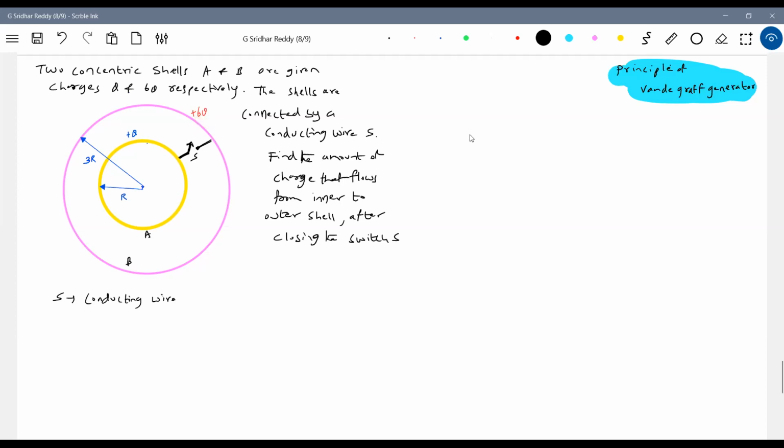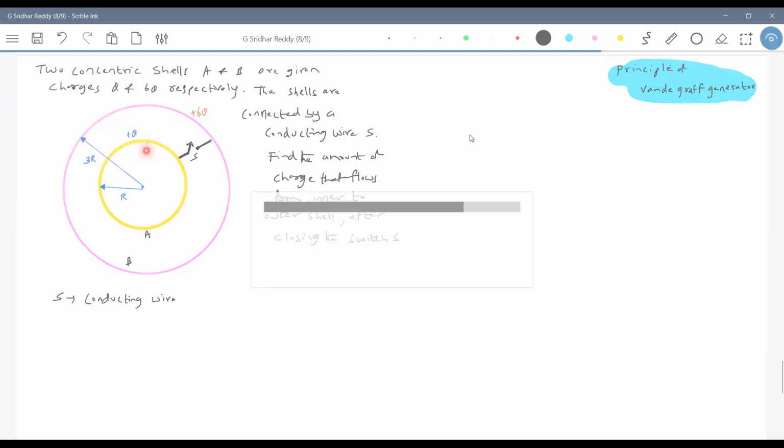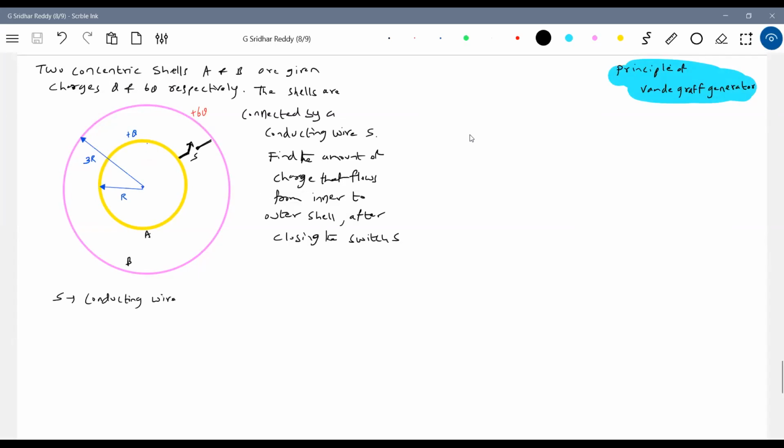E equals minus dV by dx, the idea we have generated. If you release a positive charge in an electric field, it will move from higher to lower potential. Same thing here. Now charge will flow from the outer to the inner shell, or from the inner to the outer shell. We'll determine that from the potential difference between them. We'll calculate the potential difference and see. Will some charge from the outer shell flow to the inner shell, or some charge from the inner shell flow to the outer shell? We don't know anything. Let's work it out.